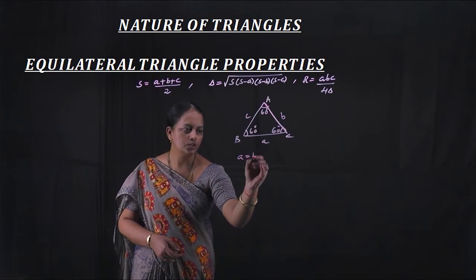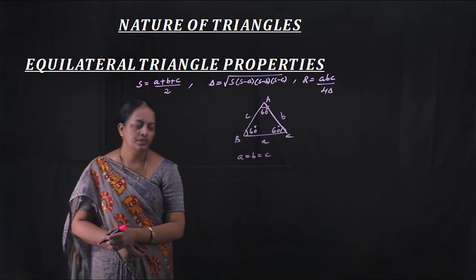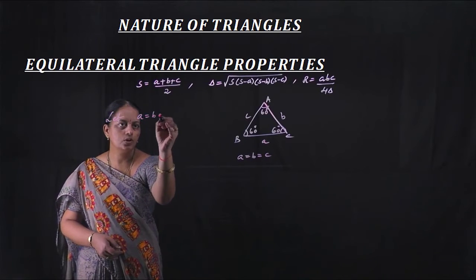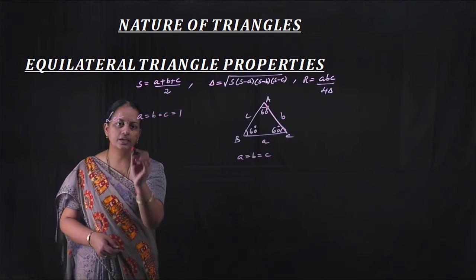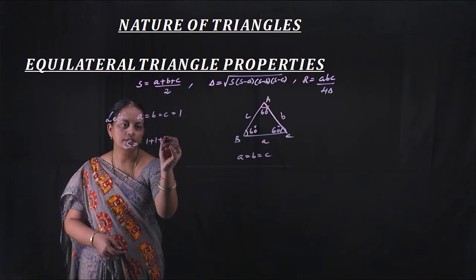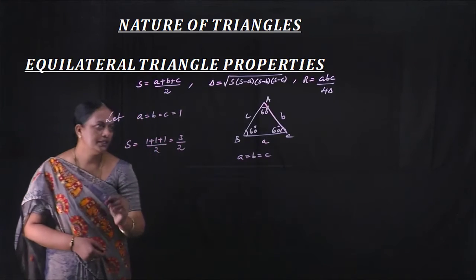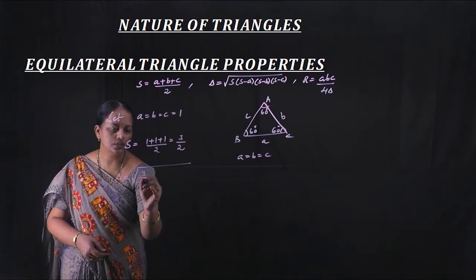So A equal to B equal to C. Now we can take A equal to B equal to C equal to 1. Hence we get S is equal to (A plus B plus C) by 2, which means (1 plus 1 plus 1) by 2. This is equal to 3 by 2.